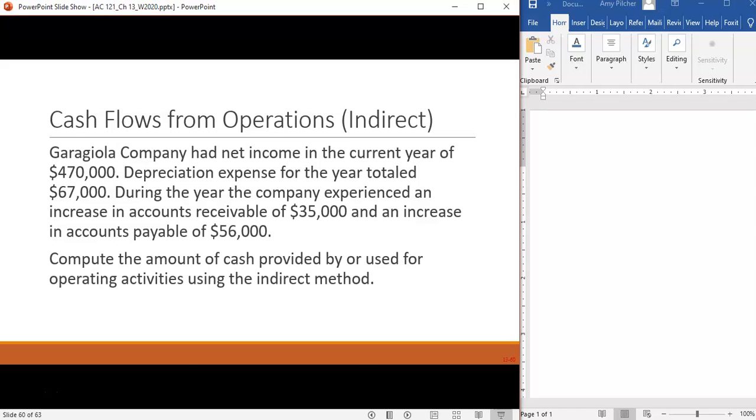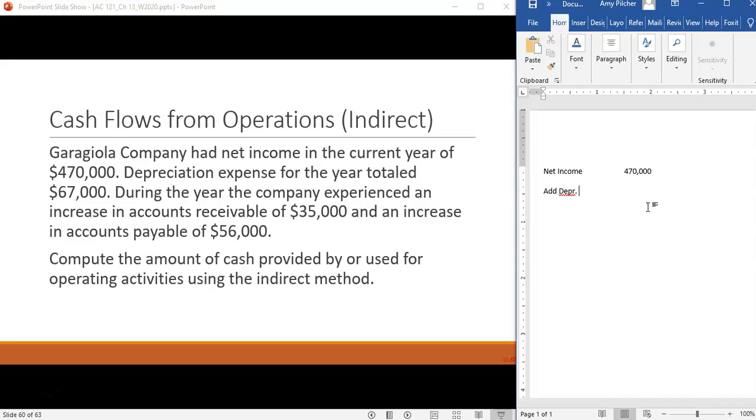So we have a company that had net income of $470,000. We have their depreciation expense, an increase in accounts receivable, and an increase in accounts payable. So we want to compute the amount of cash provided or used by operating activities using the indirect method. Remember, with the indirect method, we start with net income. So we have $470,000 in net income. Then we're going to add our depreciation expense. We had depreciation expense of $67,000.